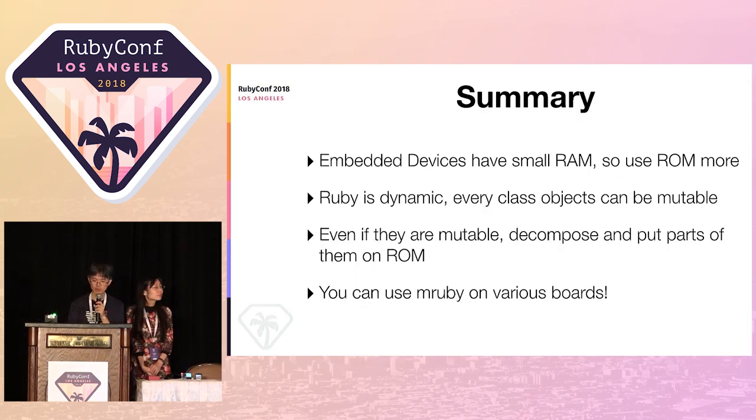Okay, I will summarize the talk. RAM is small in embedded devices, so we want to make more use of ROM. On the other hand, since Ruby is a dynamic language, every class and object can be mutable. But even if an object is mutable, you can divide it into elements and put some of them in ROM. Let's use mruby on various boards.